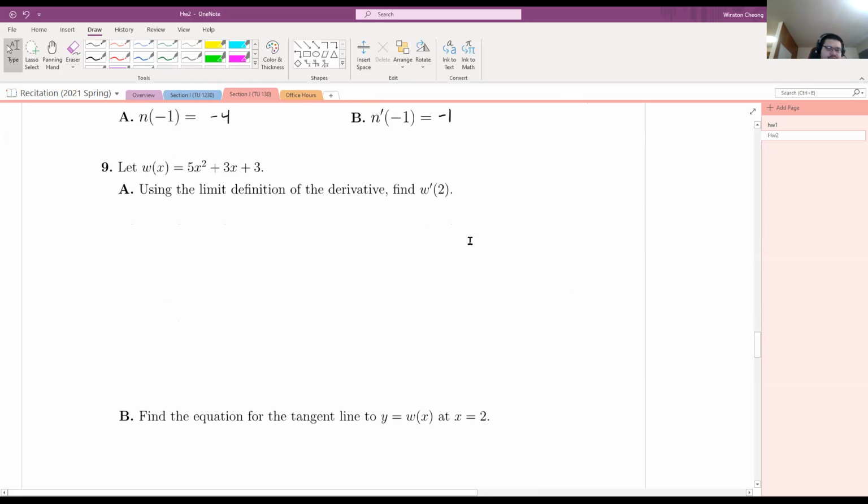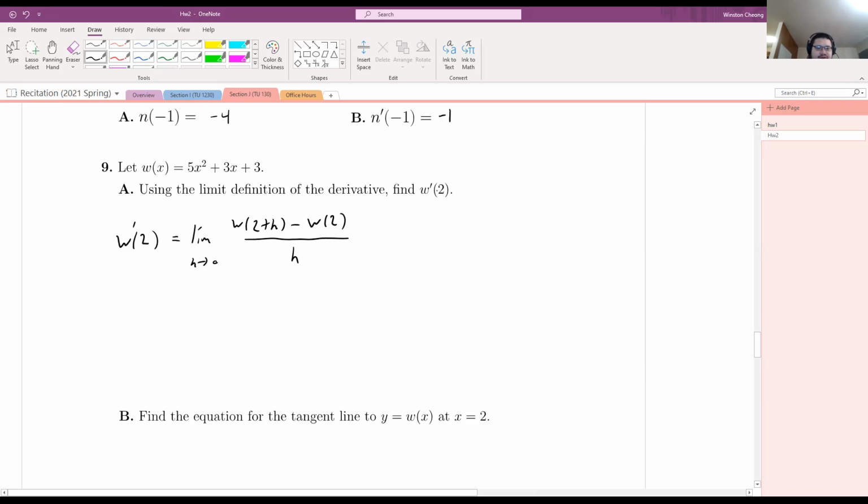We're using this limit definition of derivative. So you really want to get familiar with the limit definition, get it memorized. Yeah. So first of all, we have w prime of 2. Okay. This is what we want to compute. And we compute this using limit definition. So first of all, what does limit definition say? Limit as h goes to 0, w of 2 plus h minus w of 2 all over h.